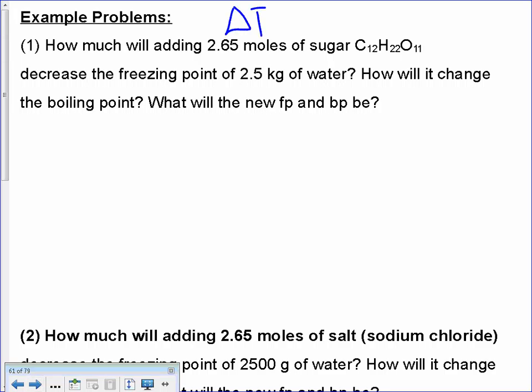Delta T is equal to what? Sorry, not formula. What's the equation for this? K-I-M.